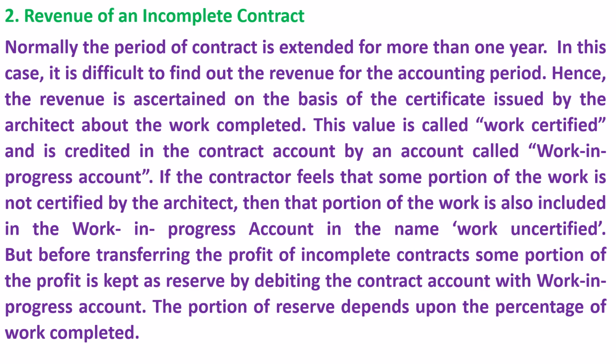But before transferring the profit of incomplete contracts, some portion of the profit is kept as reserve by debiting the contract account with work in progress account. The portion of reserve depends upon the percentage of work completed.